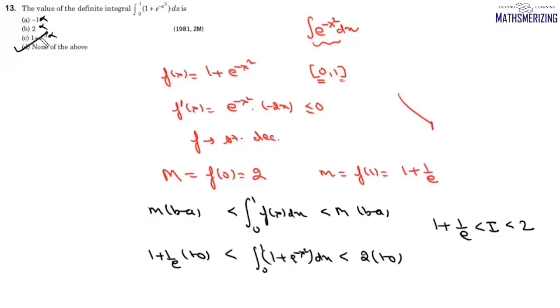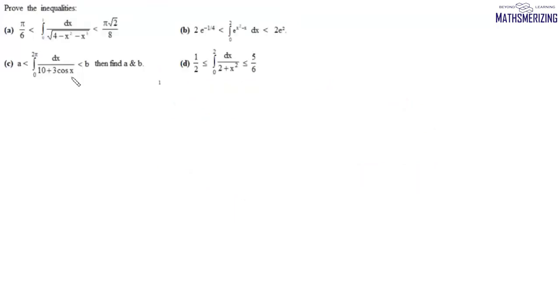Option number D. Now here the question is, we need to find the value of a and b such that this integral from 0 to 2 pi of dx upon (10 plus 3 cos x) will lie between a and b. Now there can be many different ways to find the value of a and b. One of the possible ways, we know that 3 cos x will lie between minus 3 and plus 3. If we add 10, we can write 7 is less than 10 plus 3 cos x, and it'll be less than 13.